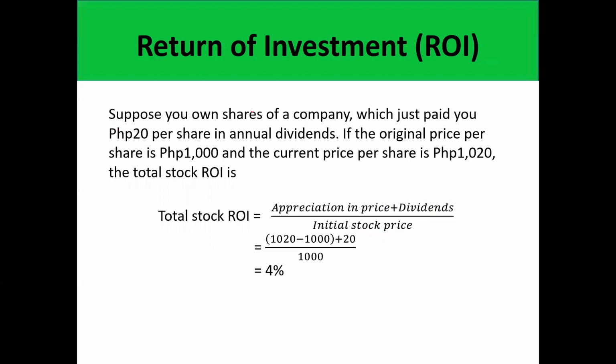Suppose that you own shares of a company which just paid you 20 pesos per share in annual dividend. So the dividends is 20 pesos. If the original price per share is 1,000 and the current price per share is 1,020, then the appreciation in price is the current price minus the initial price. So that's 1,020 minus 1,000, and then added to the dividends. So you get 40. Then when you divide it by the initial stock price, which is 1,000, and multiply it by 100%, you get 4% as the return on investment.